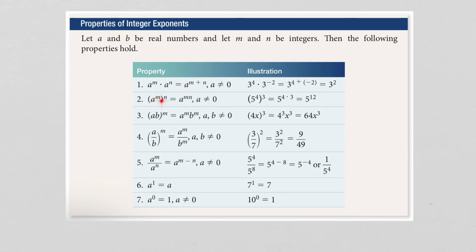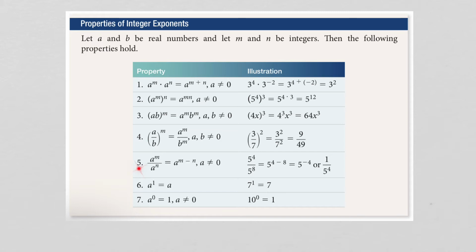If you have a to the m to the n power, you multiply the powers. So that's a to the m times n. ab quantity to the m power, each of the a and the b gets raised to the m power. Next we have a over b quantity to the m power. And here, each of the a and the b gets raised to the m power as well.